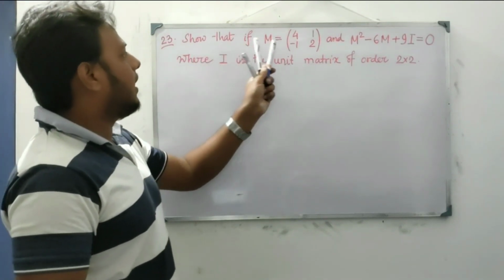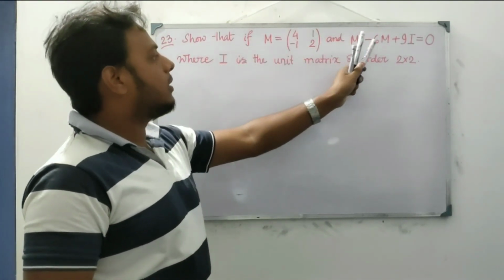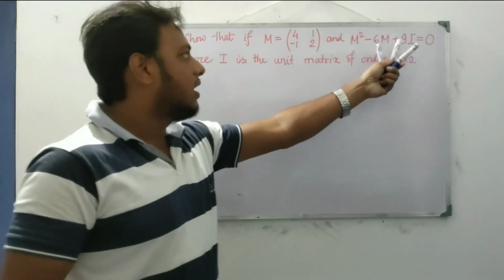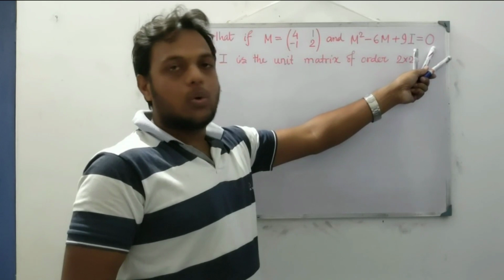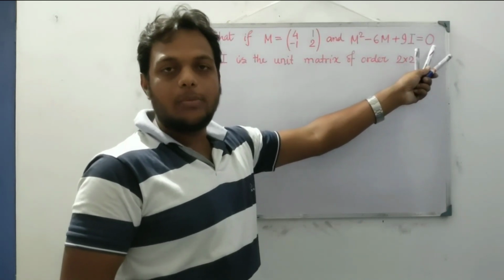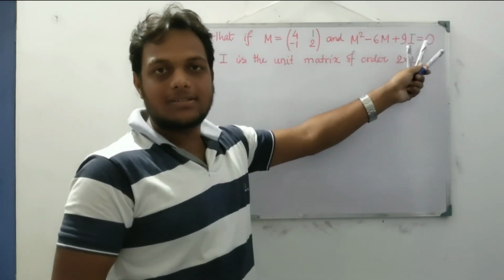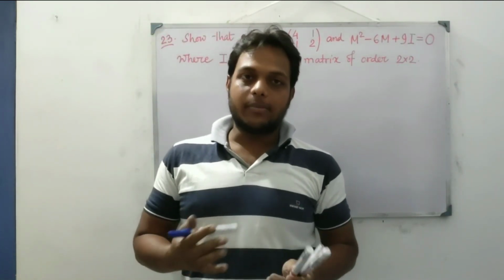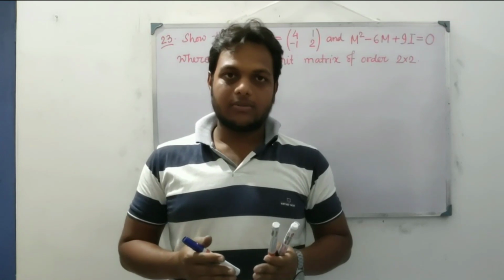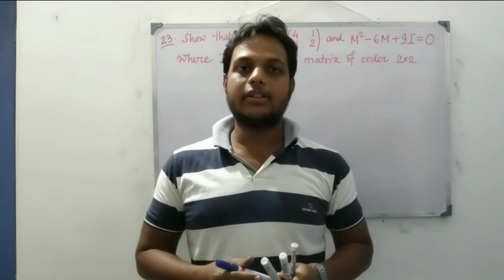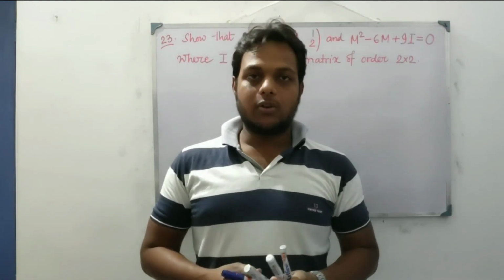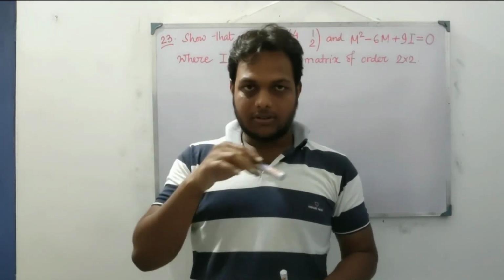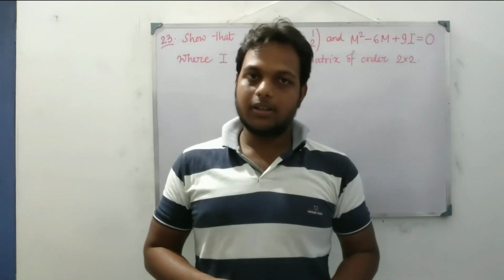So if m equals to a matrix given, and m square minus 6m plus 9i, okay, 9i, this is not 9 to 1, 9i equals to O. This is not 0, this is O. O means a null matrix. What was the definition of null matrix? If all the entries of a matrix are 0, then that matrix is called zero matrix or null matrix, and it is denoted by O. All the entries should be 0.